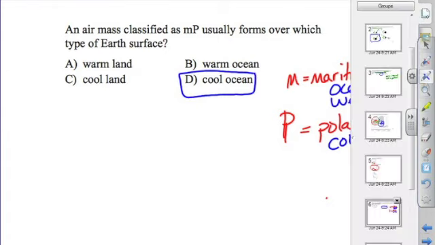I hope that you have found this a helpful review of the Station Model Part 2 information found in your reference table. Thank you.